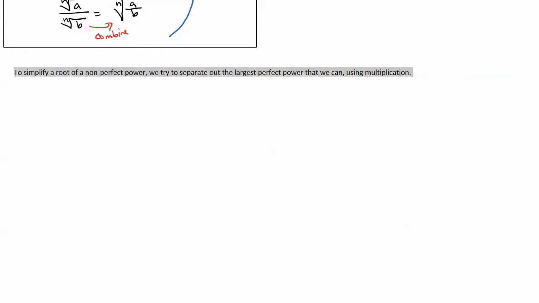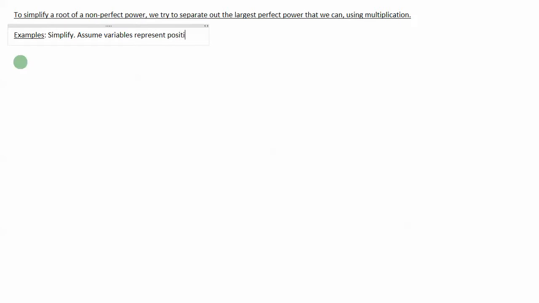So let's do some examples now, and I'll leave the technique we're using at the very top of our screen so we can see it. So here's some examples. Simplify, and like I said at the beginning of the video, we will assume variables represent positive numbers. Okay, that's going to let us not worry about the fact that even roots have to give positive answers. By default, they'll all be positive since the variables will represent positive numbers.